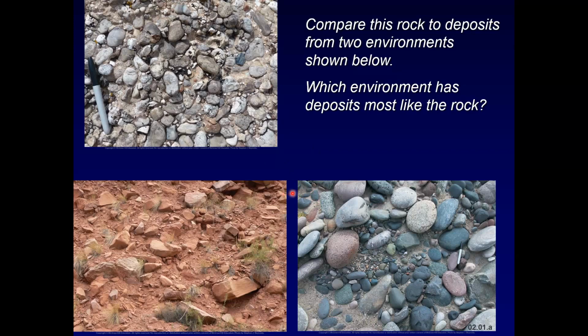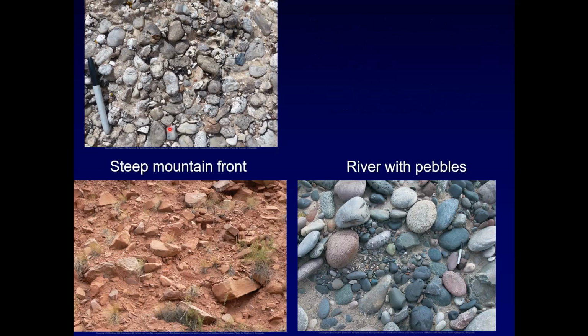Characteristics of older sedimentary rocks can be compared to modern environments to infer the environment in which the rock formed. Since this is so angular, let's say we probably got this from a steep mountain front. This is eroded more over time as a river with pebbles. So I'd say this is probably from a river environment as well, not knowing anything else about it.